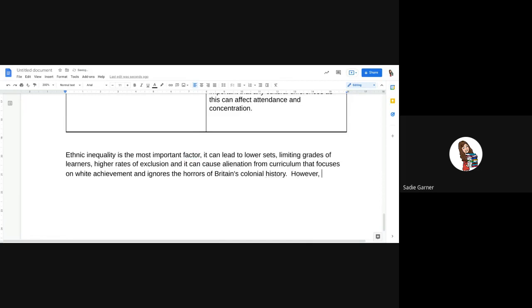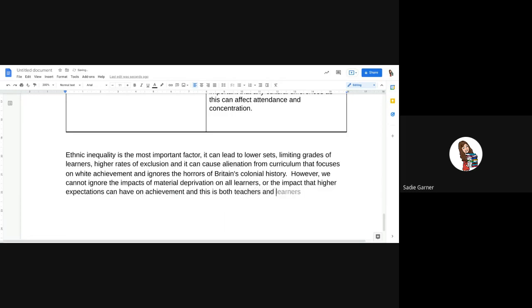However, we cannot ignore the impacts of material deprivation on all learners, or the impact that higher expectations can have on achievement. And this is both teachers' and government's responsibility.